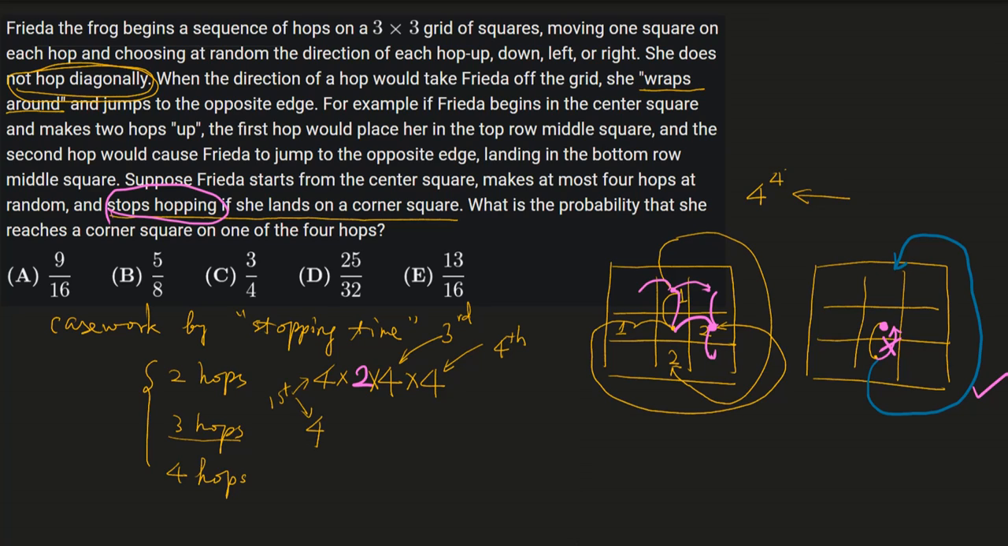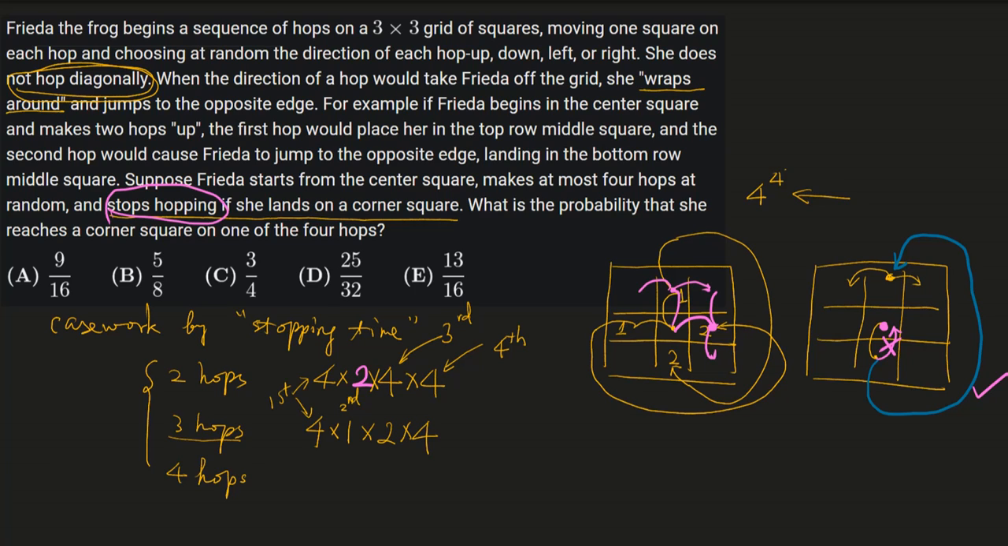Then for the second hop, she has only 1 choice, right? So this is the second hop. After that, she lands in here. Then for the third hop, she can either go left or go right. Then we know she has two choices. And again, for the same reason of the same case, in the last or the fourth hop, she can go any direction. That's 4. We need to multiply by 4.